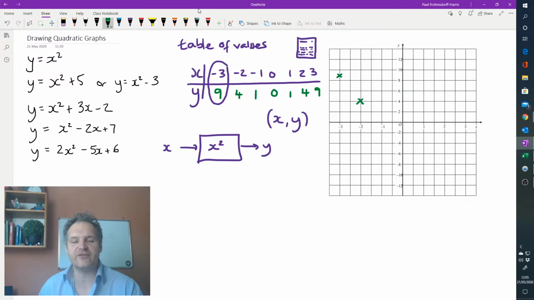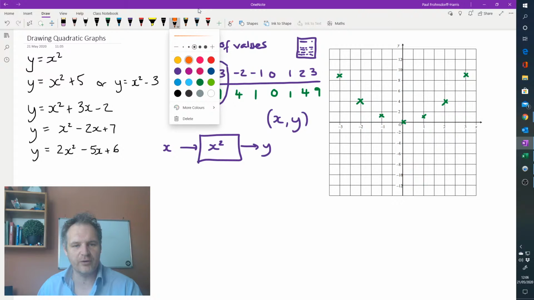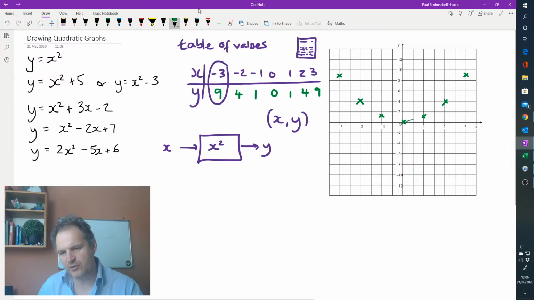There are no negative numbers in the x squared. 1, 0, 0. It won't always go through 0, 0, but this one does. 1, 1, 2, 4, and 3, 9. Now this is the first bit that sometimes gets confusing for people. We must make it into a curve, but in order to do so, it's got to be smooth. So what I do is I start here, and I'm constantly looking at what the next one is going to be, because it's going to make a bowl shape.